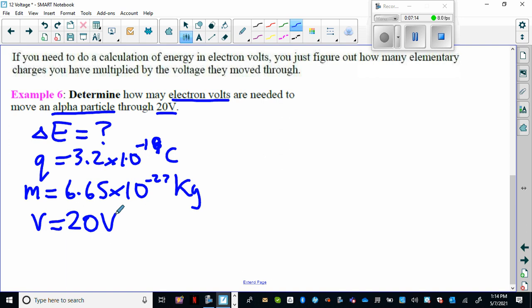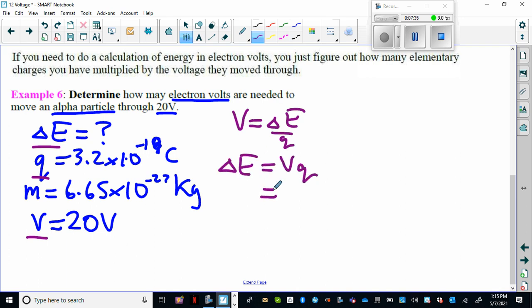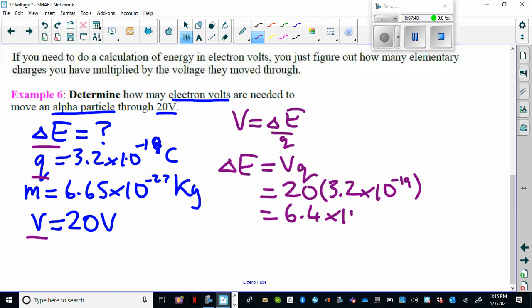Okay, so we would simply say, we're looking for this, we've got this, and we've got this. The mass is irrelevant, and we can just use our formula. Voltage equals delta E over Q. Rearrange it for delta E. Multiply the 2 numbers together. 20 times 3.2 times 10 to the negative 19. And that gives us an answer of 6.4 times 10 to the negative 18 joules.